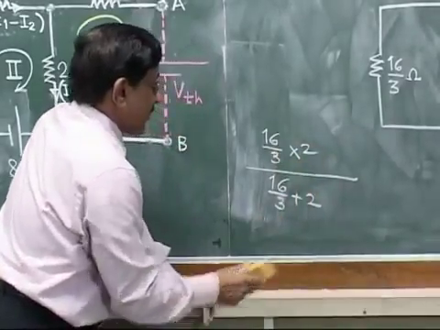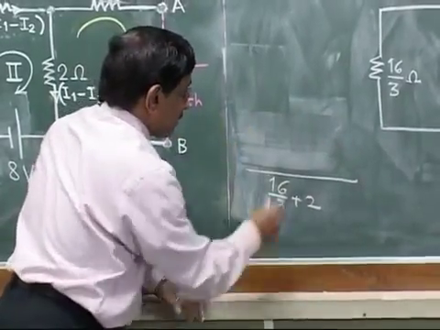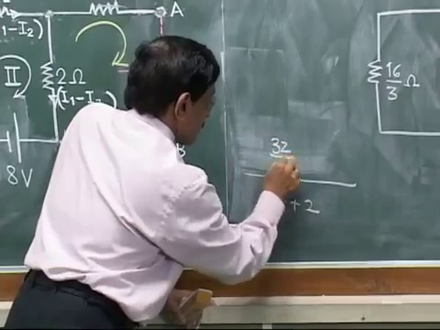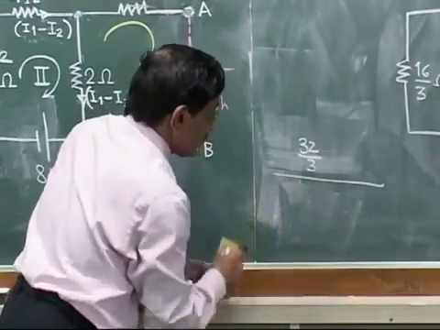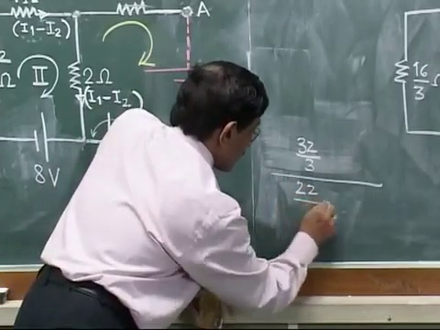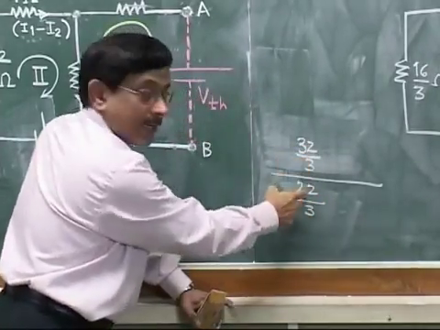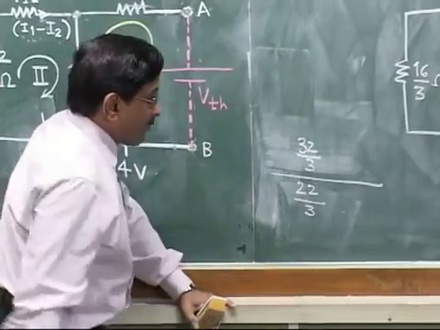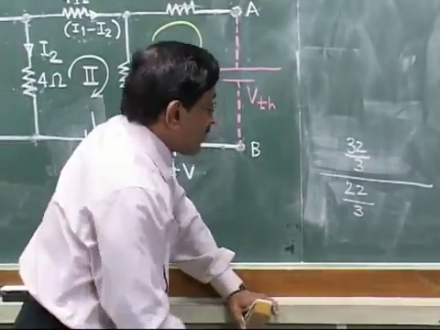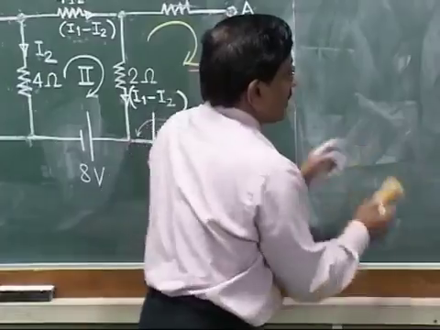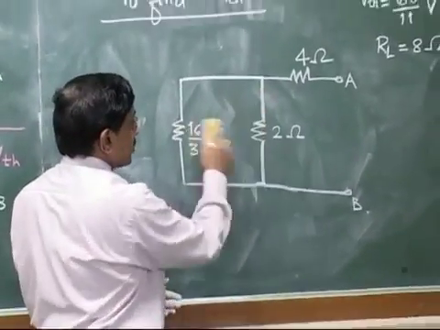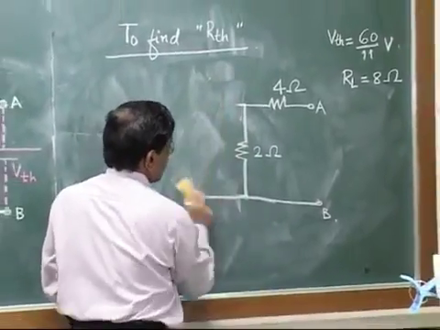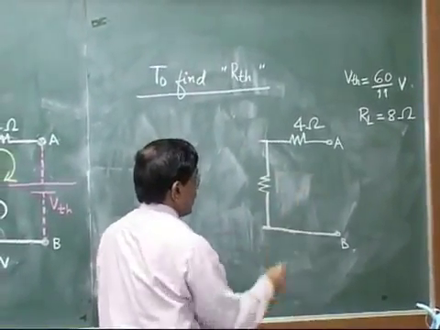So this will give you 32 by 3 and this will give you 22 by 3. So finally it will be 32 by 22, or if we simplify further, it will be 16 by 11. So finally these two will give you 16 by 11. Instead of these two, I will just show one as 16 by 11.